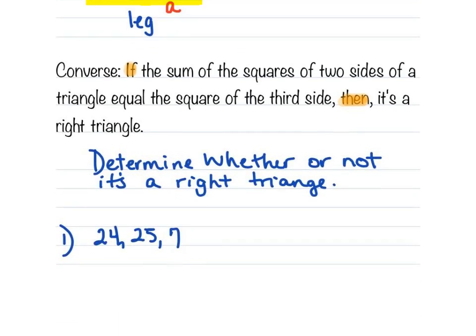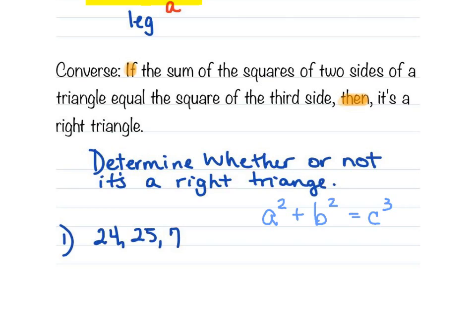Okay, let's practice using Pythagorean theorem. Problem number 1. Determine whether or not it's a right triangle. So here are the three side lengths of a triangle. And what we have to figure out is, are they the three sides of a right triangle? And the way we figure that out is, do these values go into Pythagorean theorem and do they work?